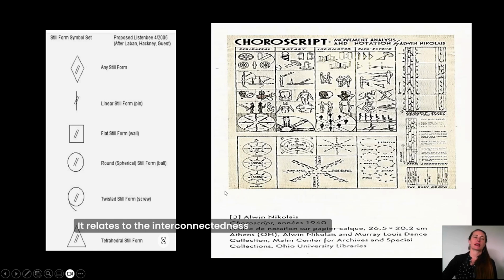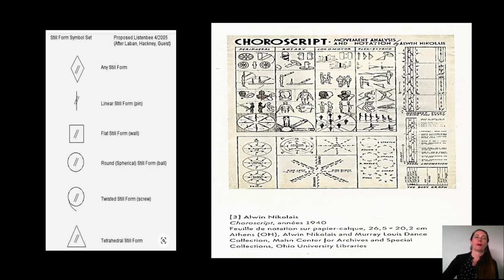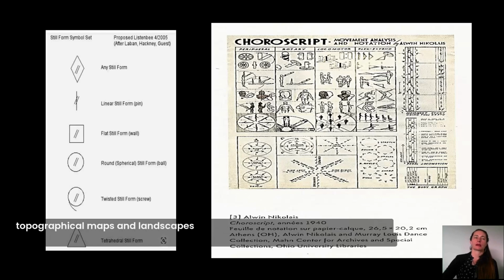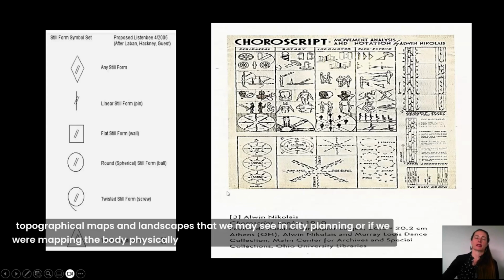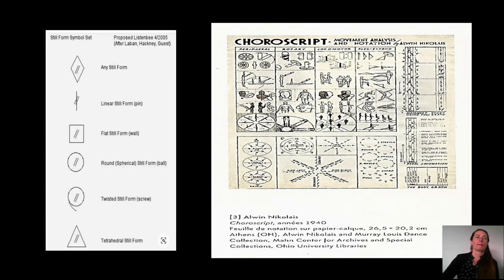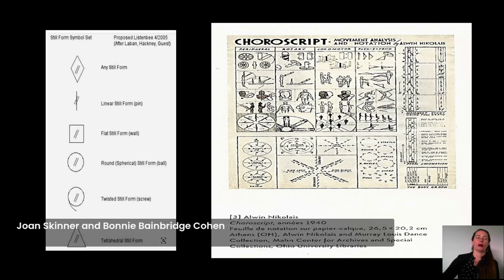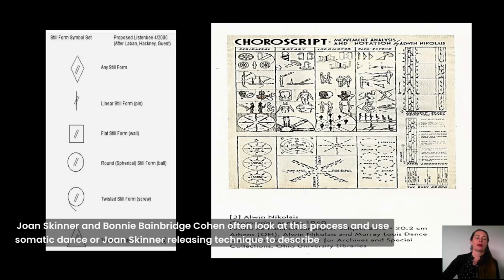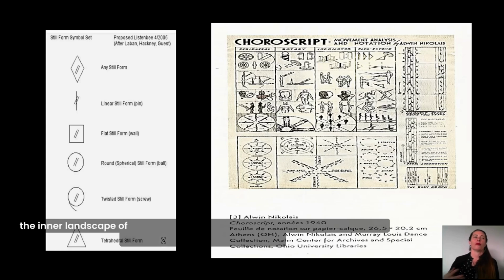It relates to the interconnectedness and mapping of topographical maps and landscapes that we may see in city planning, or if we were mapping the body physically and looking at the veins, the musculature or layers of muscle. And Joan Skinner and Bonnie Bainbridge Cohen often look at this process and use somatic dance or Joan Skinner releasing technique to describe the body as, or the inner landscape of the body, and I feel this traverses the outer landscape also, and the two meet together.